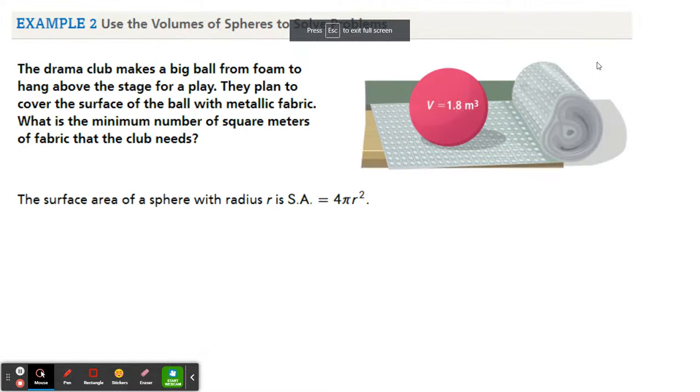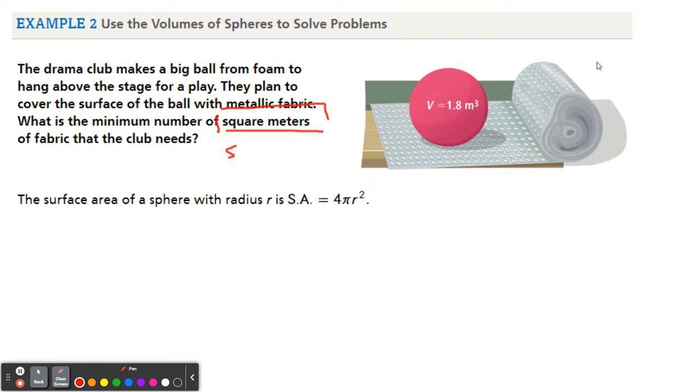All right, so let's have some fun with this formula. It says, the drama club makes a big ball from foam to hang above the stage for a play. The plan is to cover the surface of the ball with metallic fabric. What is the minimum number of square meters of fabric that the club needs? When it talks about surface and square meters, what we're talking about here is surface area.